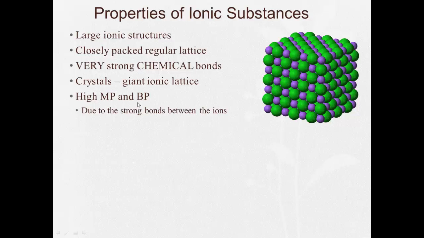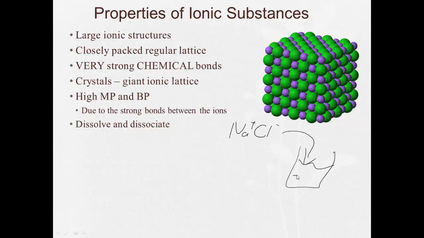When put into water or any other polar liquid, they will dissolve and dissociate. Dissociate means that they will separate. So if you have NaCl and we put it into a container of water, they separate into the positive and negative parts. The sodium ions and the chloride ions separate, and the ions become mobile. Since these ions are mobile, like mobile charges, it will conduct electricity. There's a demonstration I'll do for you guys in class.